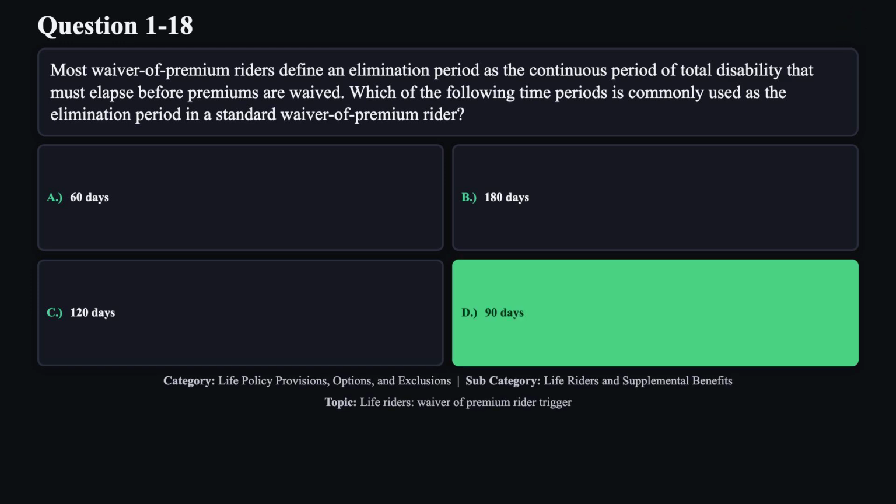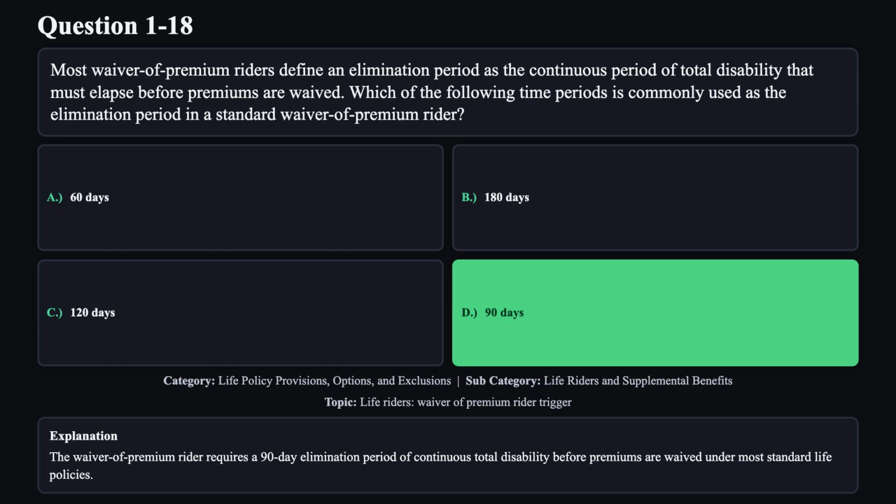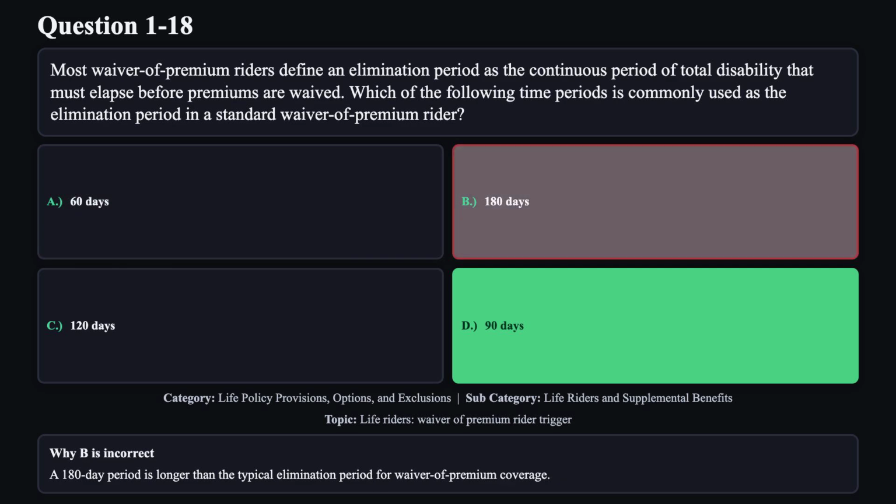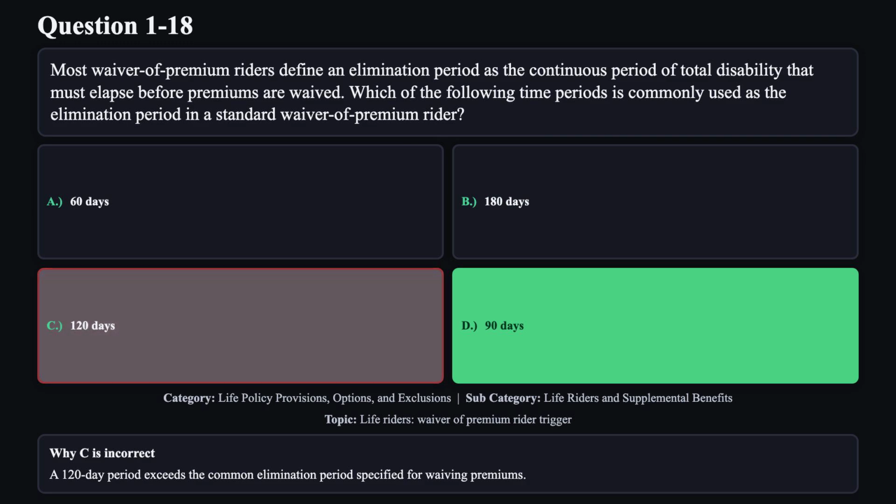The correct answer is D. The waiver of premium rider requires a 90-day elimination period of continuous total disability before premiums are waived under most standard life policies. Reason A is not correct. A 60-day period is shorter than the standard elimination period used in most waiver of premium riders. Reason B is not correct. A 180-day period is longer than the typical elimination period for waiver of premium coverage. Reason C is not correct. A 120-day period exceeds the common elimination period specified for waiving premiums.